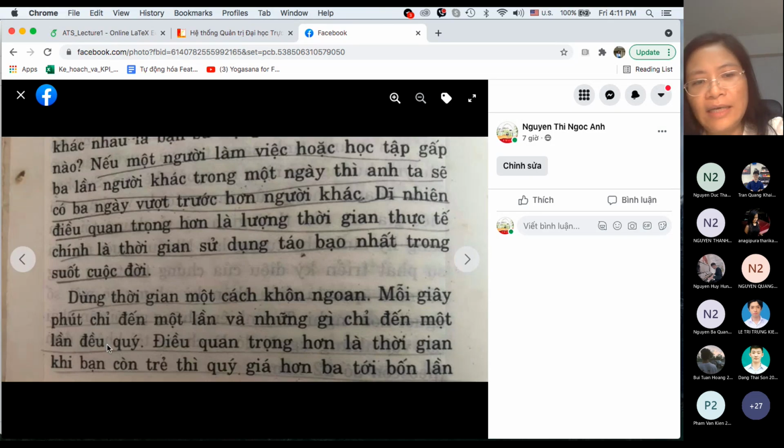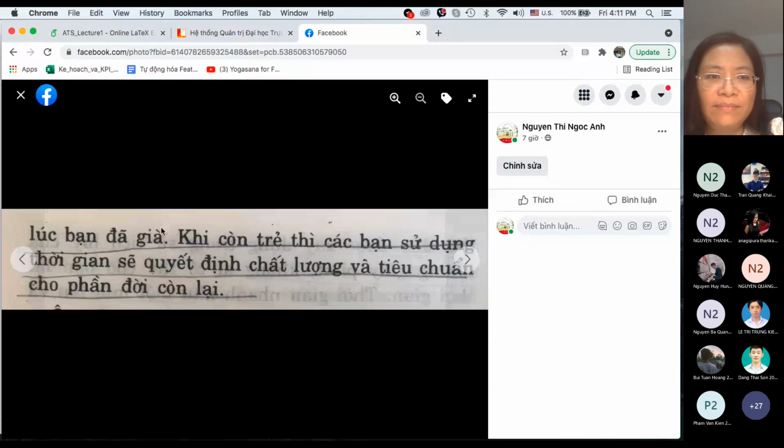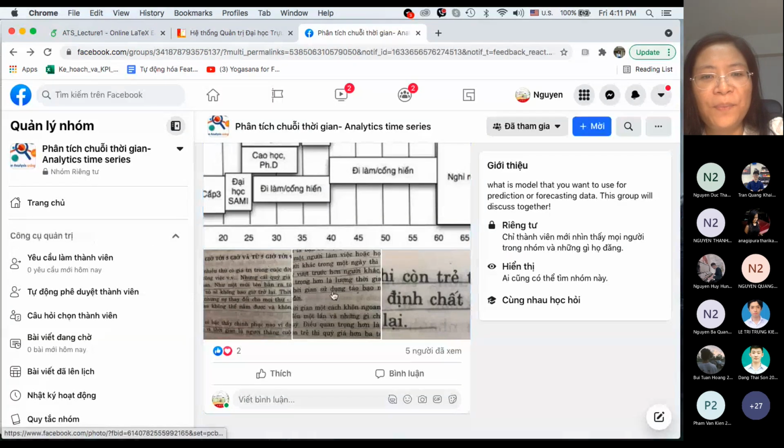The important thing is the time when you are young. It is valued three or four times more than when you are old. So how you use time decides your life standards. Here is the Korean book.